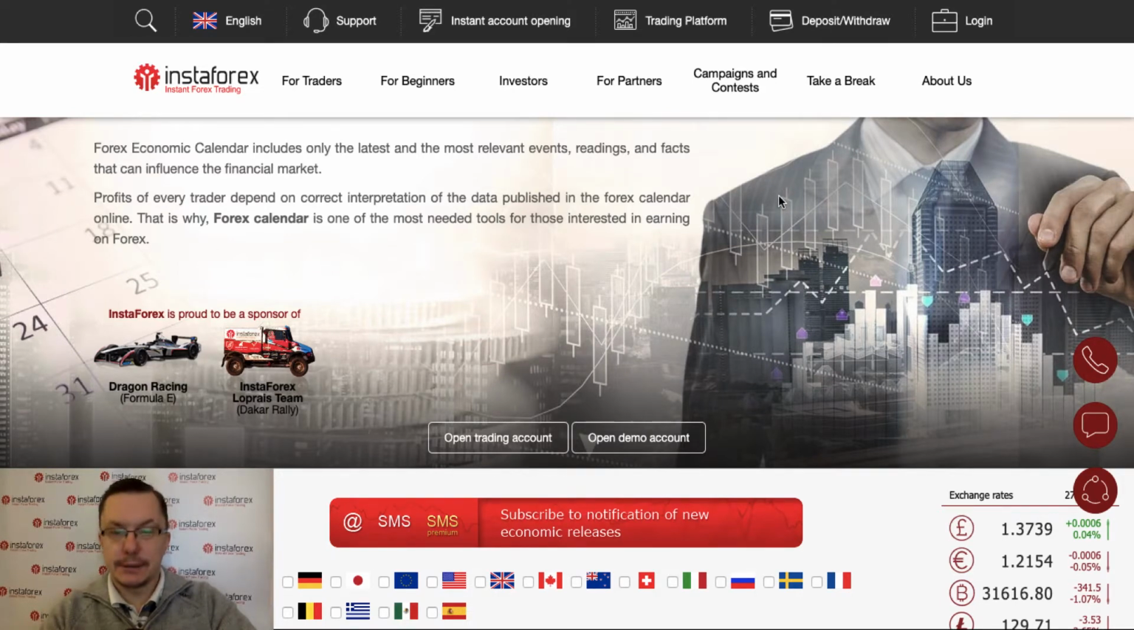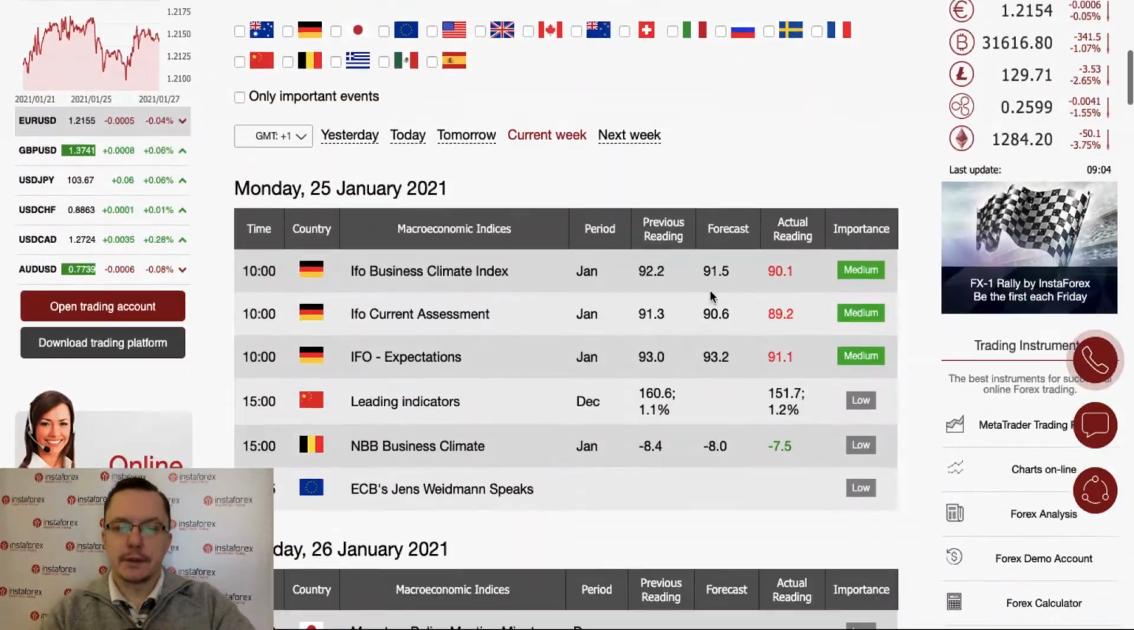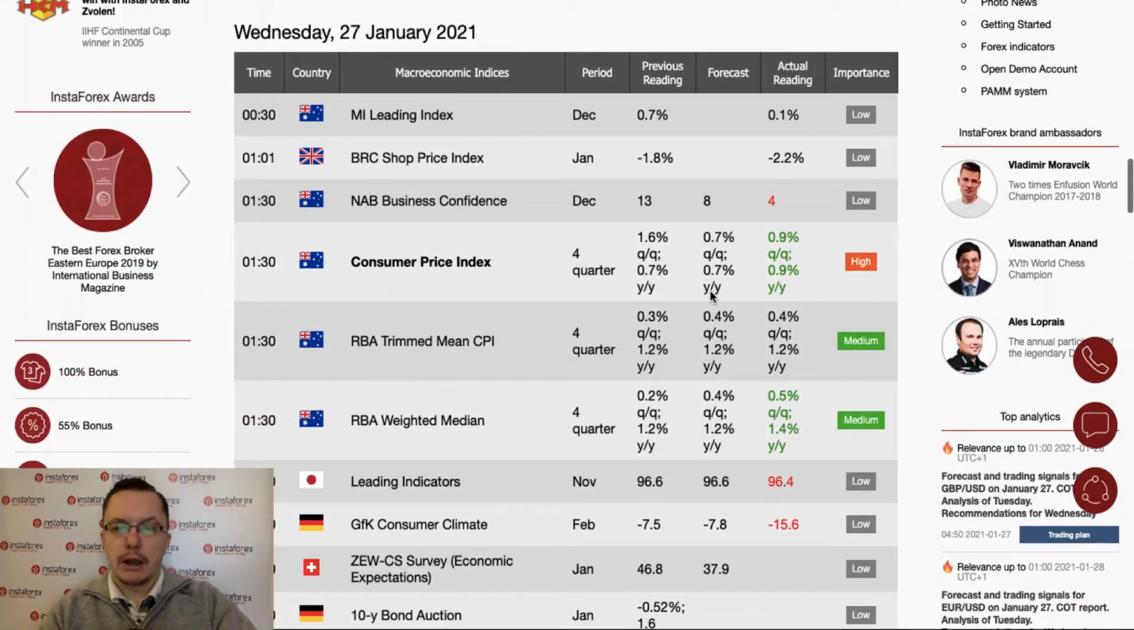Today is Wednesday, 27th of January 2021. Let's take a look at the Forex calendar. It looks like we have some important data to release. As you can see, some data had been already released during the Tokyo session.